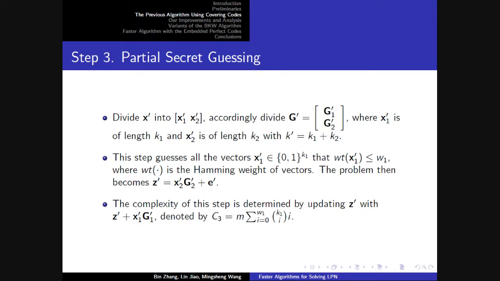So now we look at the partial secret guessing. We divide x' into two parts, x1' and x2', and accordingly we divide the matrix G' into two parts, where x1' is of k1 bit length and x2' is of k2 bit length, the sum of which is k'. This step guesses all the vectors with this constraint, that is, low Hamming weight vectors, and the problem then comes to a new form here, because we guess part of the secret. And the complexity of this step is determined by updating with this formula and reduced to this amount.